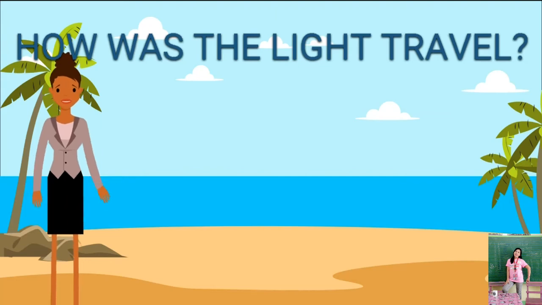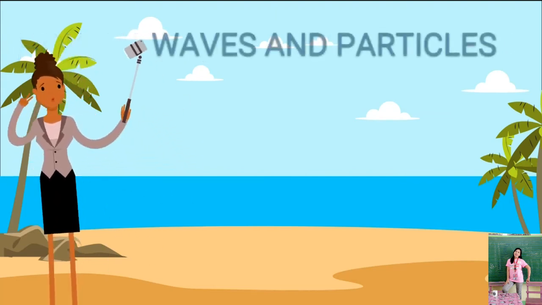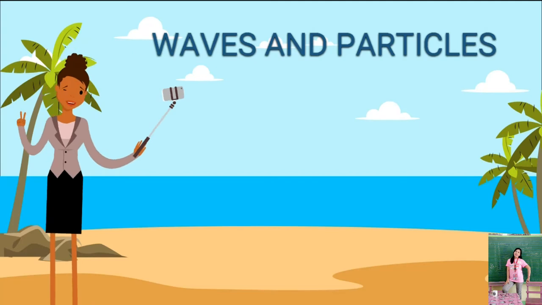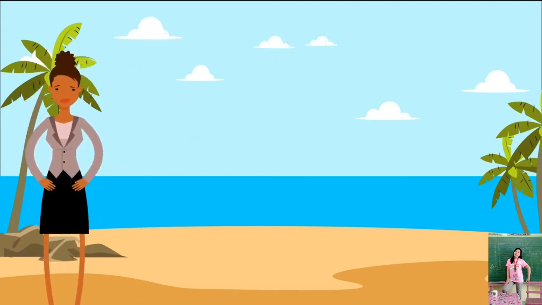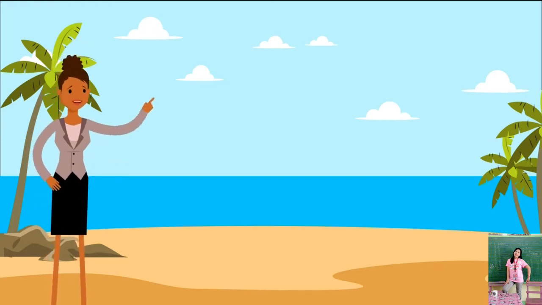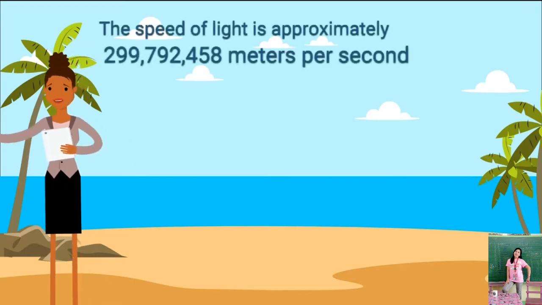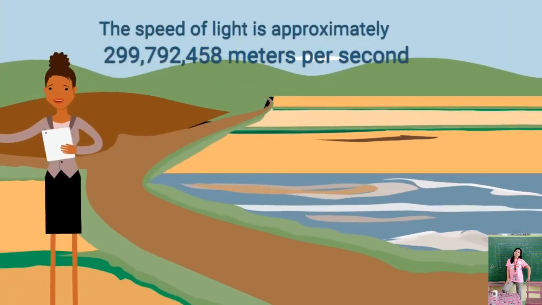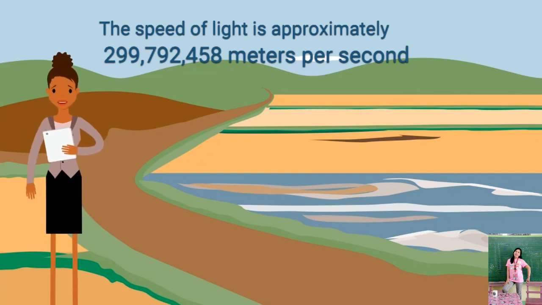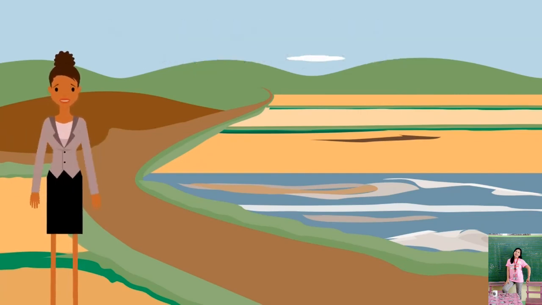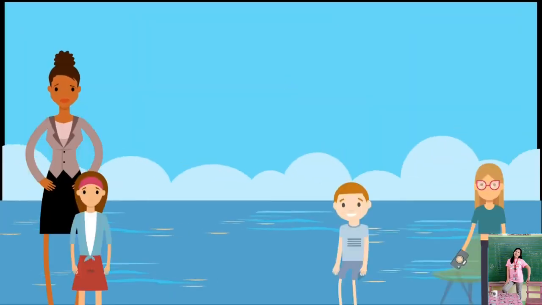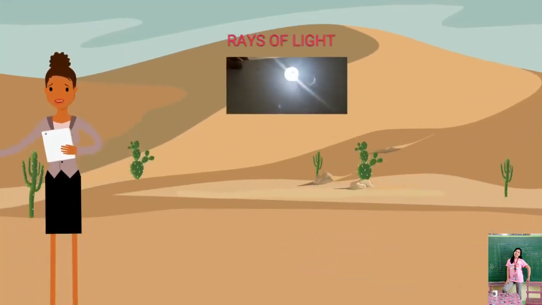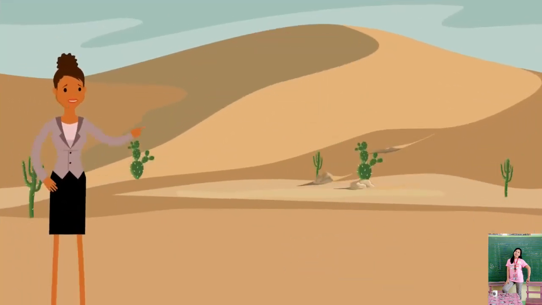Now, how does the light travel? Light can travel in the form of waves and particles. It acts depending on the types of matter that it comes into contact with. It travels in a vacuum at a speed of approximately 299,792,458 meters per second. Light travels in space in all possible directions called rays of light. A ray of light is a straight pathway in which light travels.